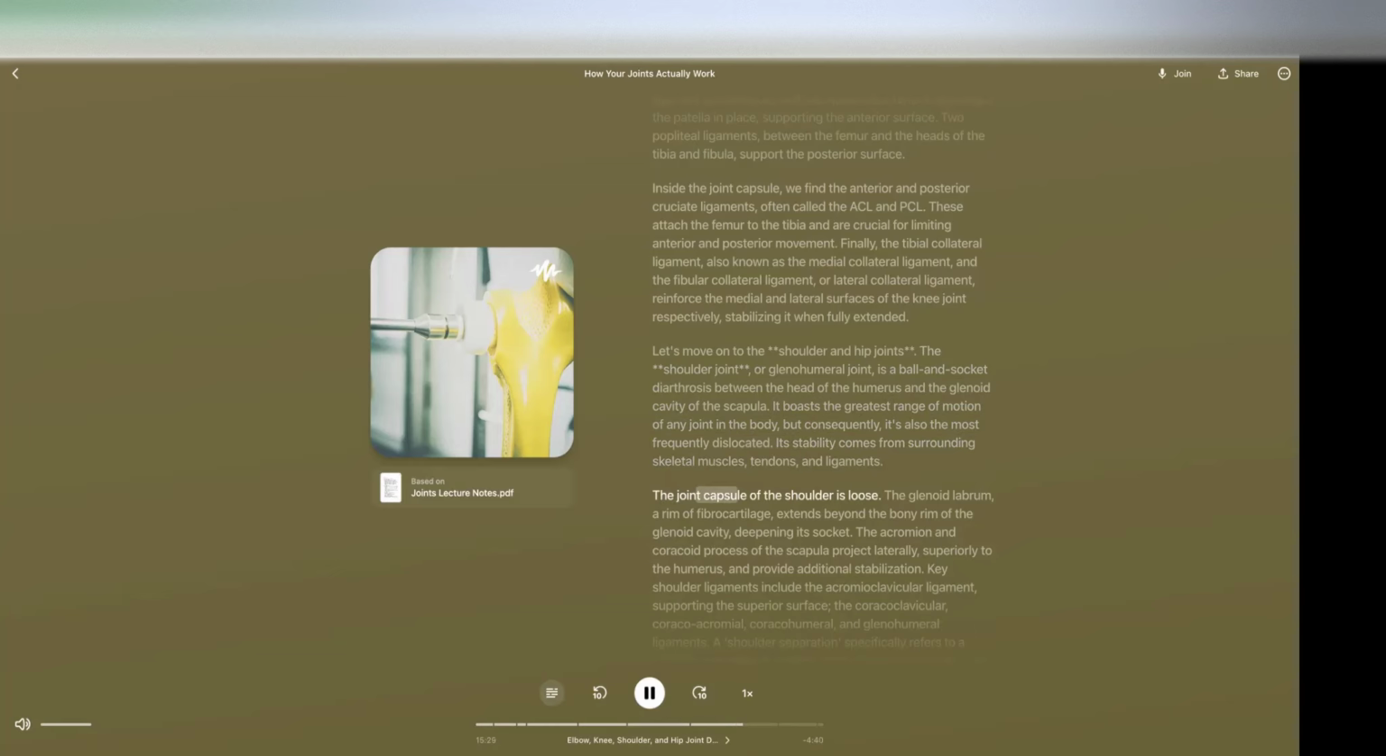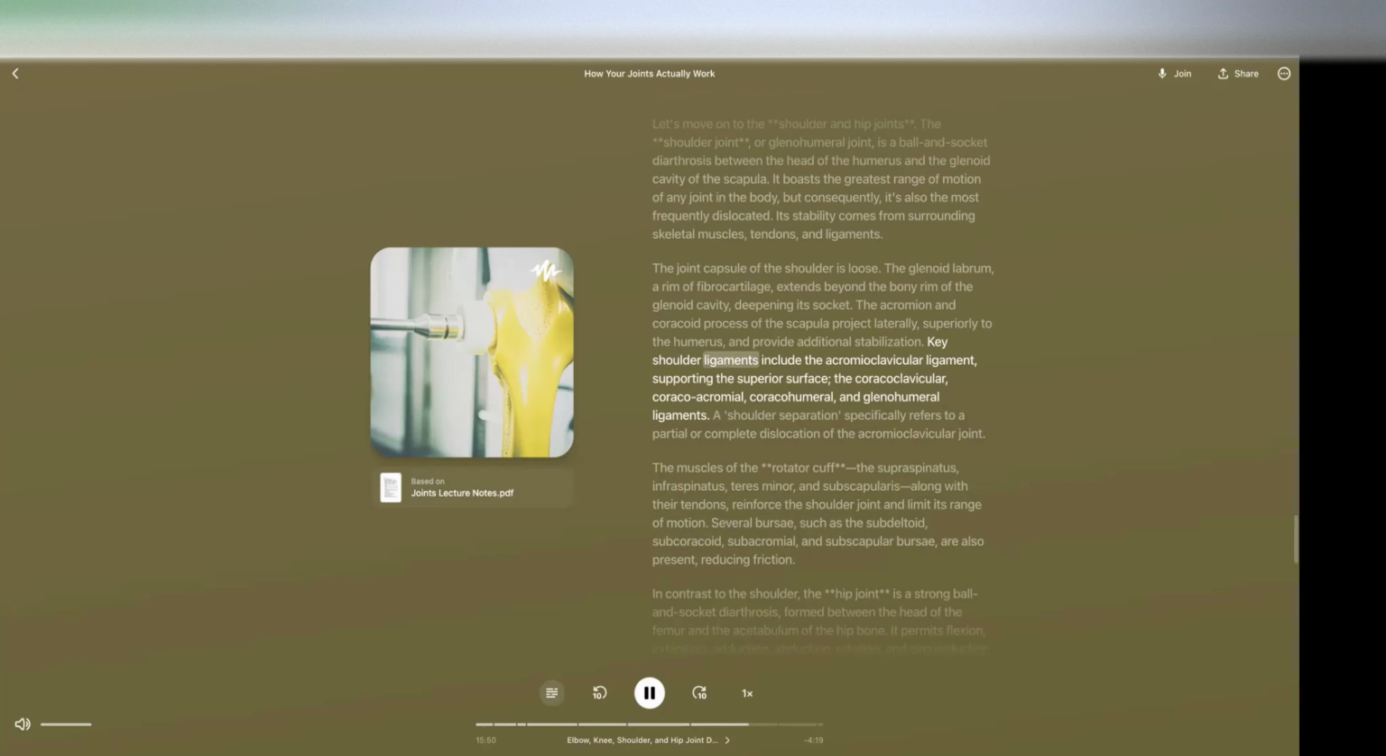The joint capsule of the shoulder is loose. The glenoid labrum, a rim of fibrocartilage, extends beyond the bony rim of the glenoid cavity, deepening its socket. The acromion and coracoid process of the scapula project laterally, superior to the humerus, and provide additional stabilization.